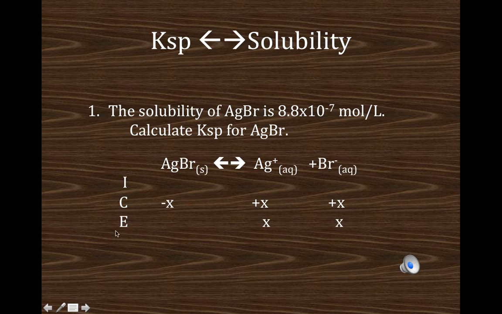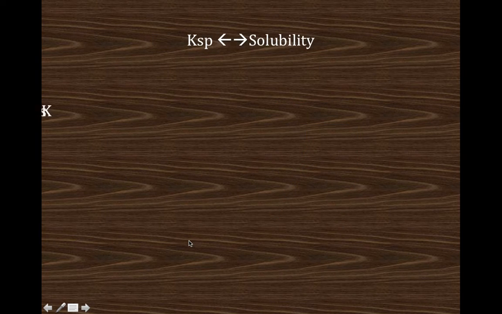So there's our dissociation. Now I've gone a little crazy with the ice. We really don't need to do this. What we know is when this thing splits, it's going to split into x of this and x of that. But we're already told what the value of x is. This right here is the x. So we do our Ksp expression. So there's our Ksp expression.